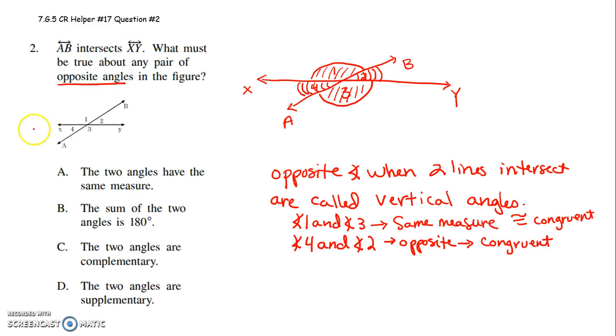We could also look at this picture and talk about adjacent angles, because on your CR, they're probably either asking about opposite angles or adjacent angles when two lines intersect. So let's just quickly talk about adjacent angles. You have to know what the name adjacent means. Adjacent means those two angles are touching. They're right next to each other.